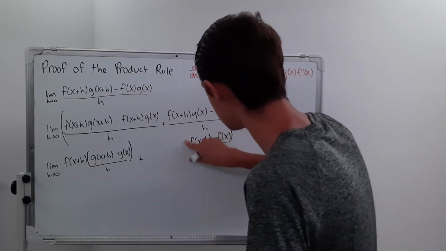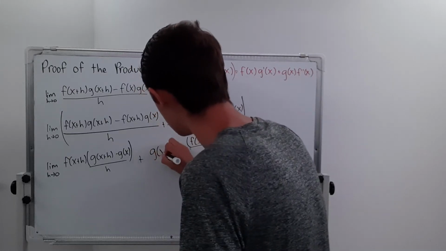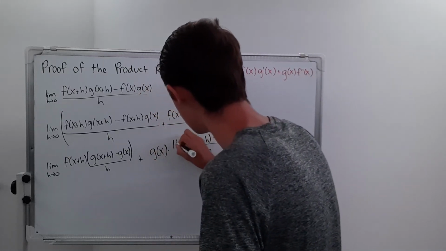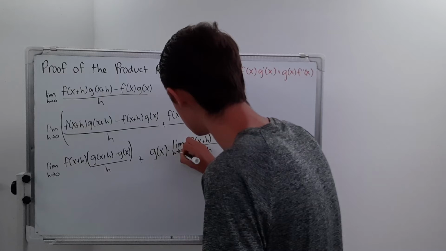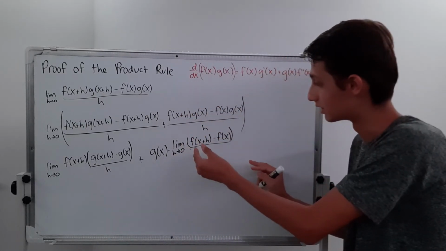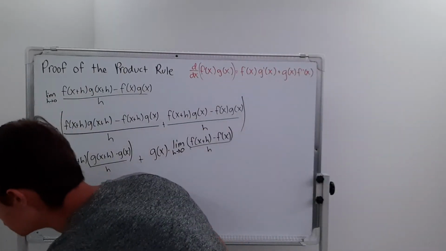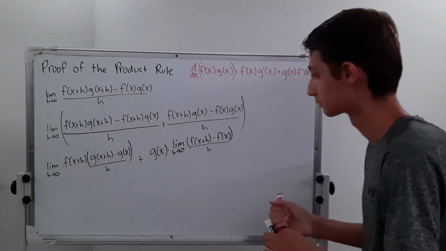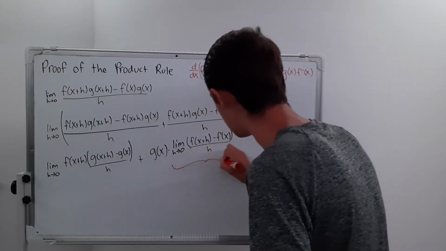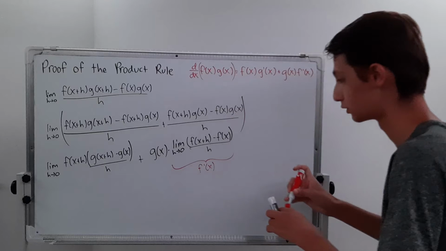So let me just make this clear. Let me put the parentheses there. So this is plus g of x times the limit as h approaches 0. What is this? This is just f prime of x, right? So we can replace this. I'm going to use a red marker here. So this is just f prime of x. So that is really cool.